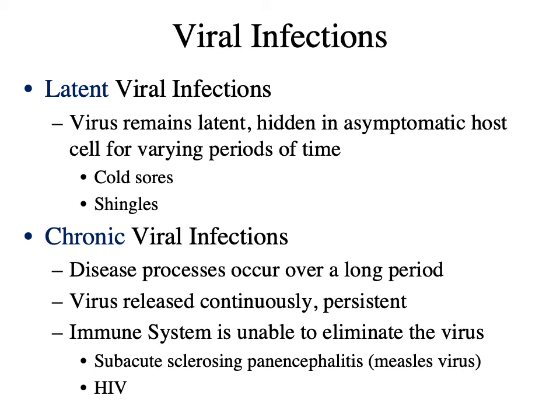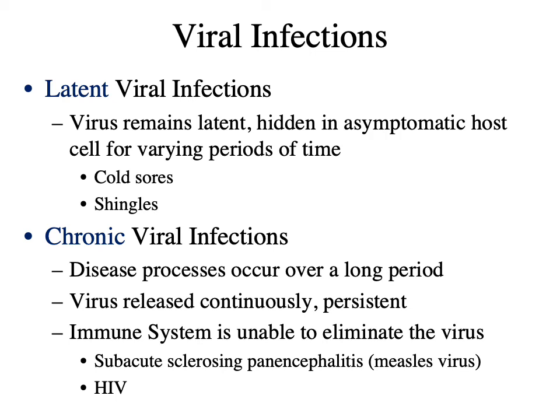Chronic viral infections, sometimes called persistent viral infections, are disease processes that occur very slowly over a long period of time. The virus is released in very small, continuous amounts. It's persistent. It's always there. It's at a level where the immune system is unable to eliminate the virus, but it's still there, just causing these chronic symptoms and signs over a long period of time.